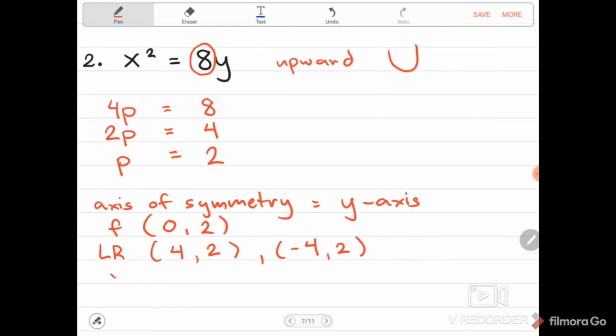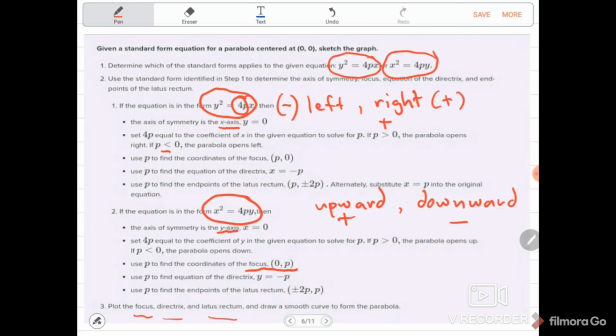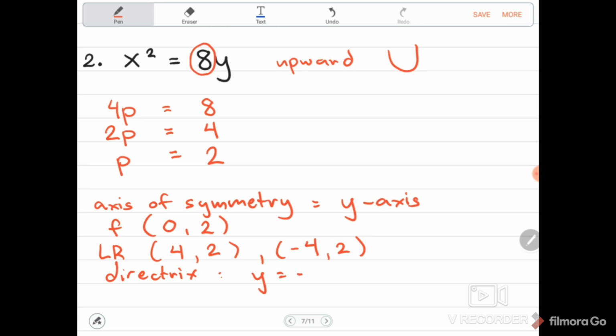So, ang kulang na lang natin is what? Directrix. Sabi doon, directrix daw natin, y is equal to negative p. So, y is equal to negative 2. Kompleto na yung parts natin.